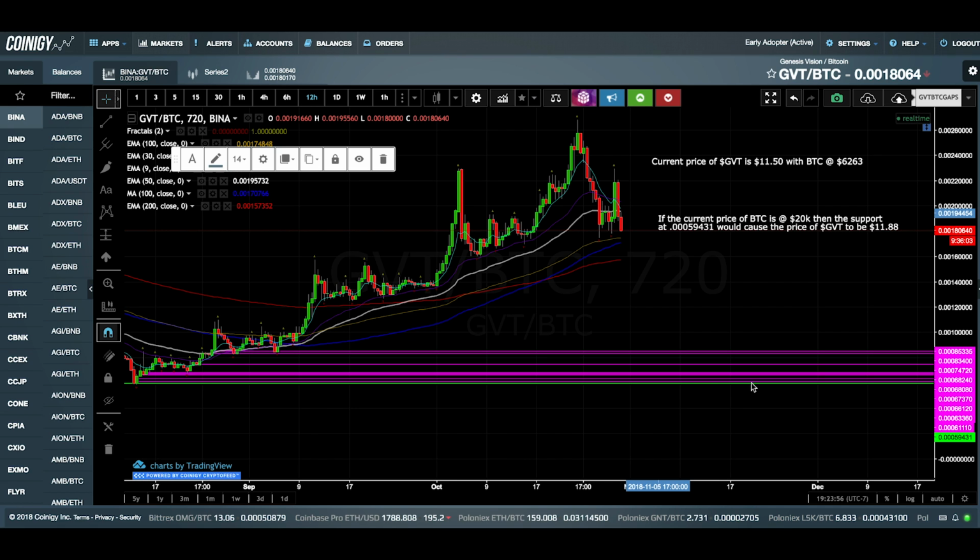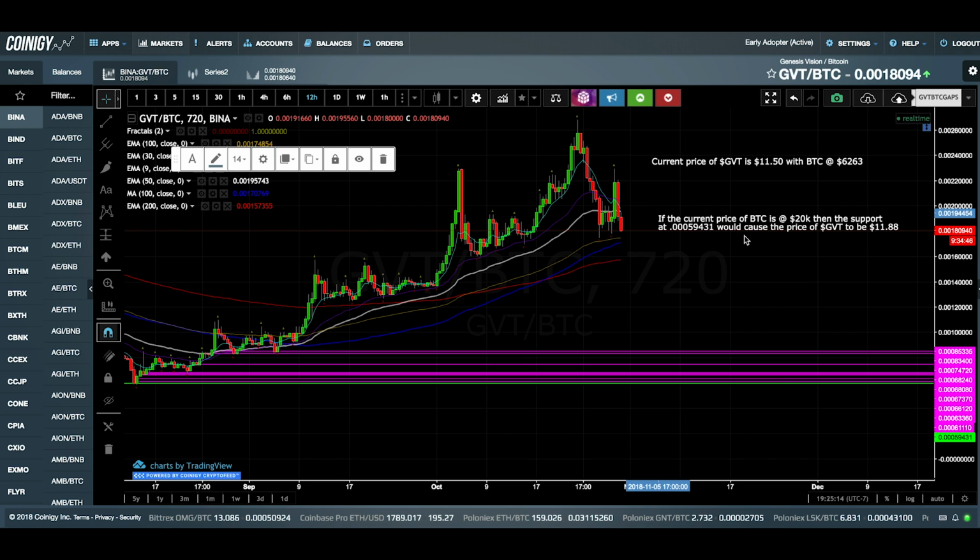close to $5. If Bitcoin is $20,000, this support line here at 0.00059431 would cause the price of GVT to be $11.88. However, if this was to come down today at the current price of Bitcoin, this same exact support line of 0.00059431 would put the USD value of GVT at $3.72. So let's recap that for a second.